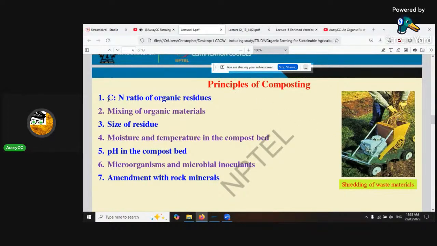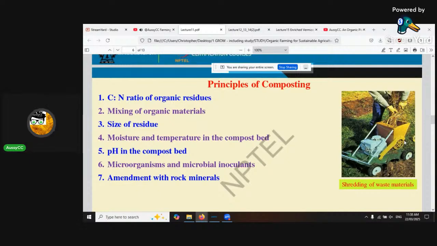Principles of composting. Well, you're right, you've got to get the right carbon-nitrogen ratio. Otherwise, it'll break down too fast and not retain nitrogen, or break down too slow and not give you the result you want. Mixture of organic materials, size of residue, moisture and temperature, pH. Microorganisms and microbial inoculants are very important because they're the bits that do all the work for you. And amendments, if you want to put them in.